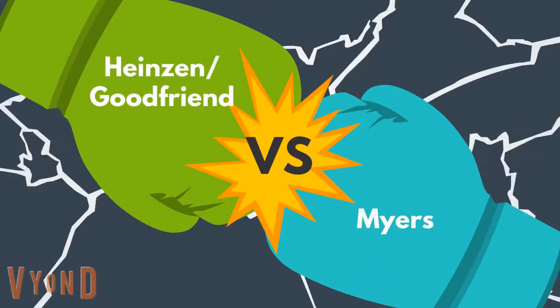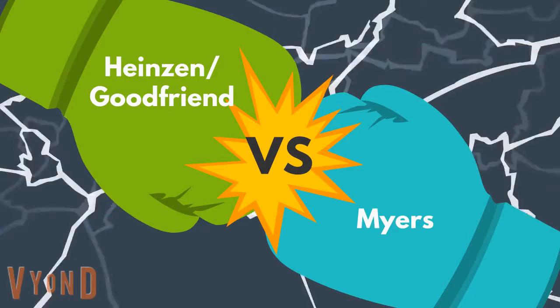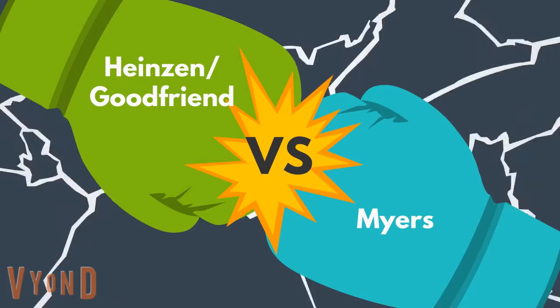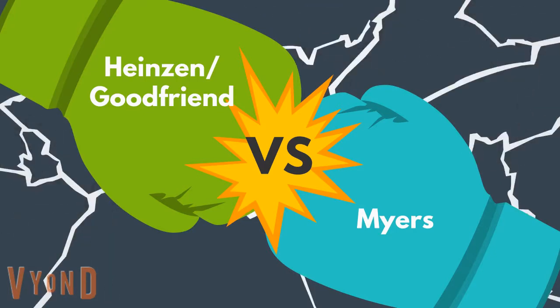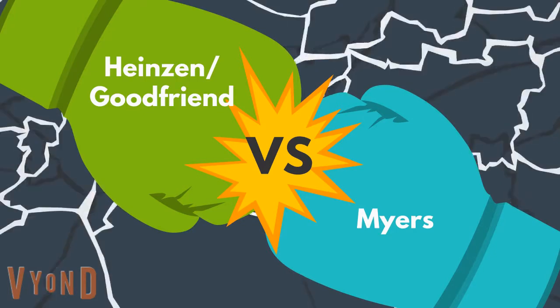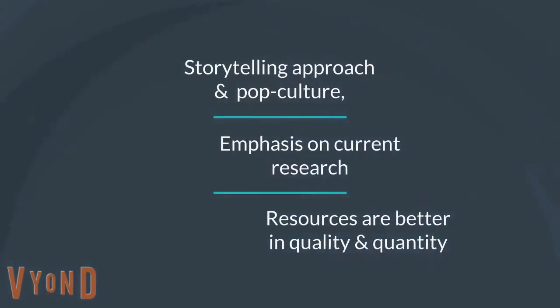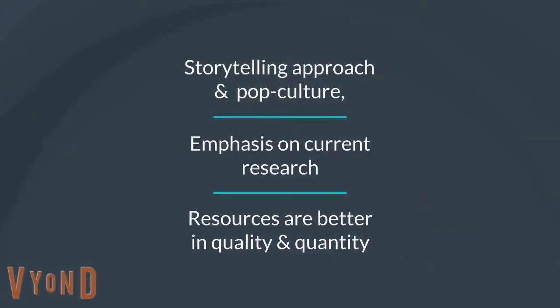Round 1, Heinzen v. Myers. Longtime Myers users tell us that Heinzen's conversational tone, incorporation of pop culture, and emphasis on up-to-date research and theoretical perspectives are very attractive. Against Myers, tailor your Heinzen Goodfriend story to feature its storytelling approach, quality and quantity of resources, and integrated research methods coverage.